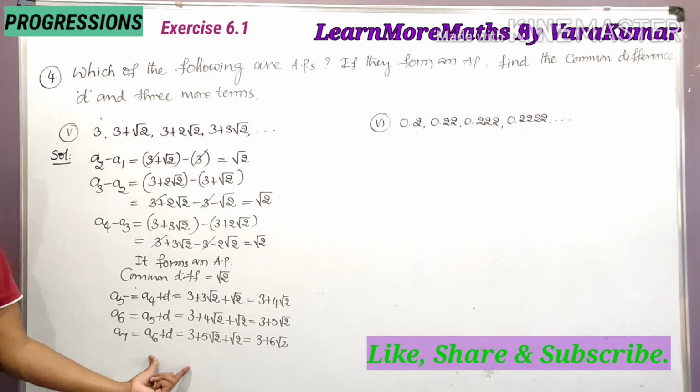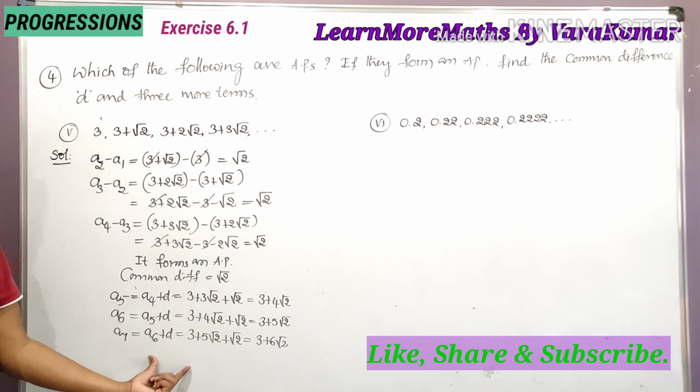Therefore, the three more terms are 3 plus 4 root 2, 3 plus 5 root 2, and 3 plus 6 root 2. So these are the three more terms, student.